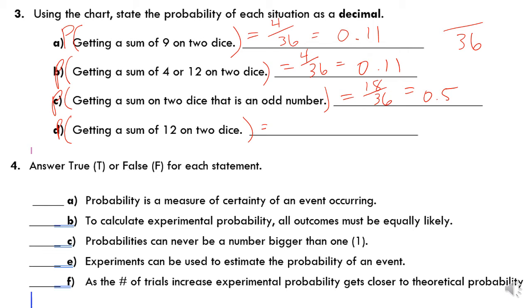And the last one, the probability of getting a sum of 12. How many 12s are there? There's only 1 out of 36, so it's extremely unlikely. To 2 decimal places, 0.03.